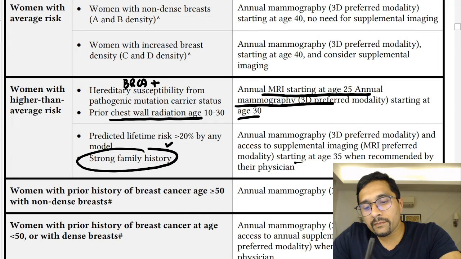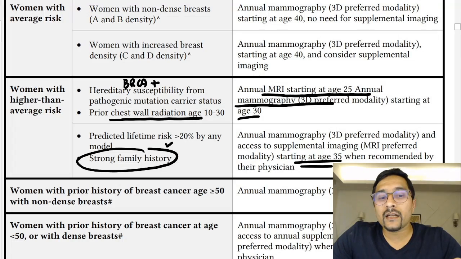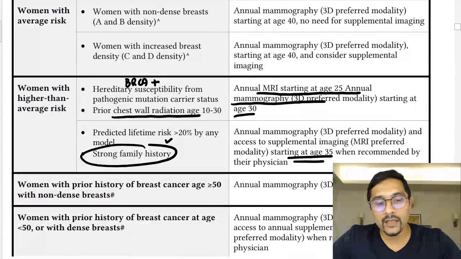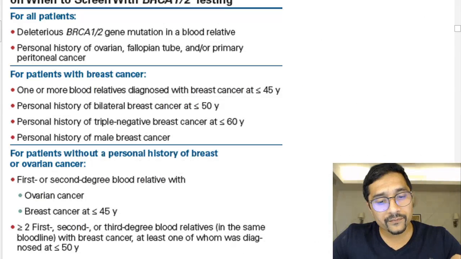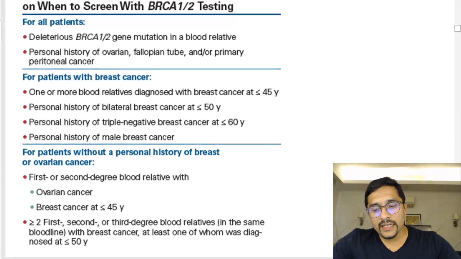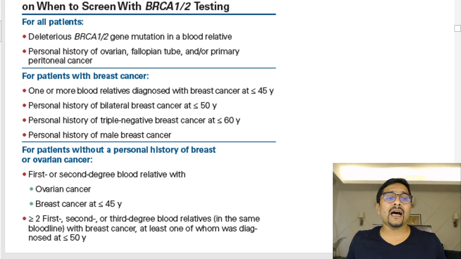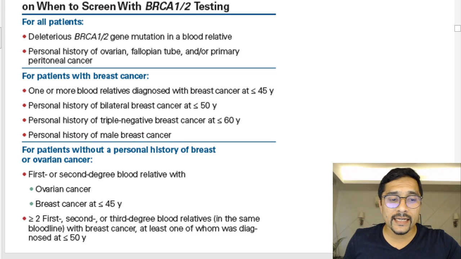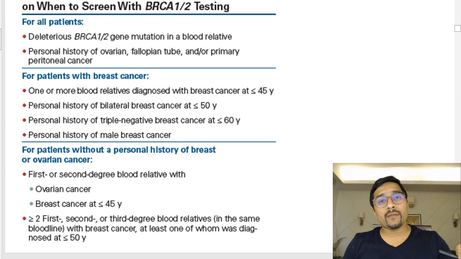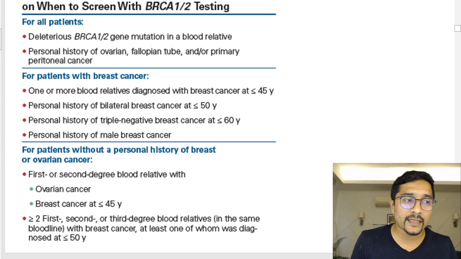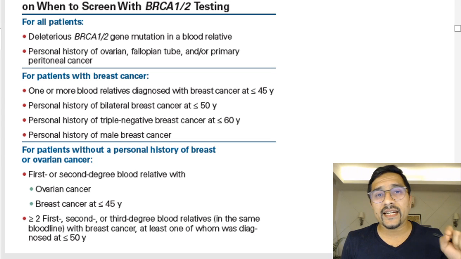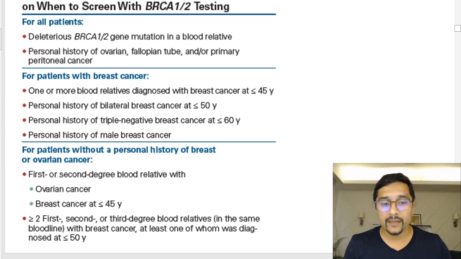Then these patients will start screening at 35 years of age. So this is something which you should know about as well. This is a very important table which I want you to remember for the exam. When is BRCA testing indicated? This is extremely important and a potential question for the exam. This has been updated in the latest edition of Bailey as well.